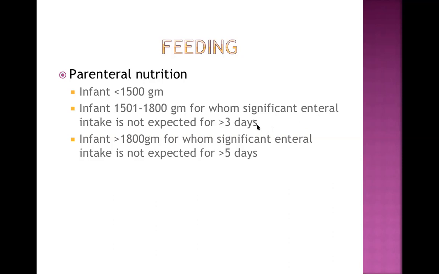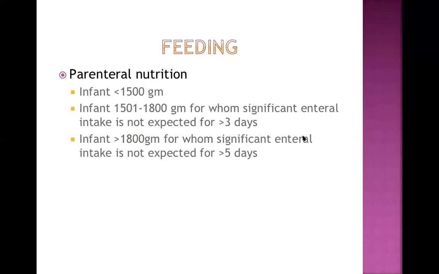Now, without proper nutrition or calorie, there is a big problem in the baby. So we cannot only give IV fluid. We have to start some other nutrition. That is why parenteral nutrition will come into play. Another important point, if the infant is more than 1800 gram, for whom significant enteral intake is not expected for more than 5 days, then also we are not going to wait longer. We need to start the parenteral nutrition.